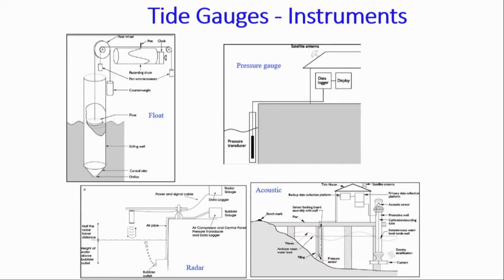And the third one is the radar gauge. It sends a microwave pulse to the ocean, and from the travel time we are able to know the sea level changes. And the last one is acoustic technology. It is basically the same thing as radar, but here an acoustic sound pulse is sent to the ocean, and the travel time provides the sea level information.